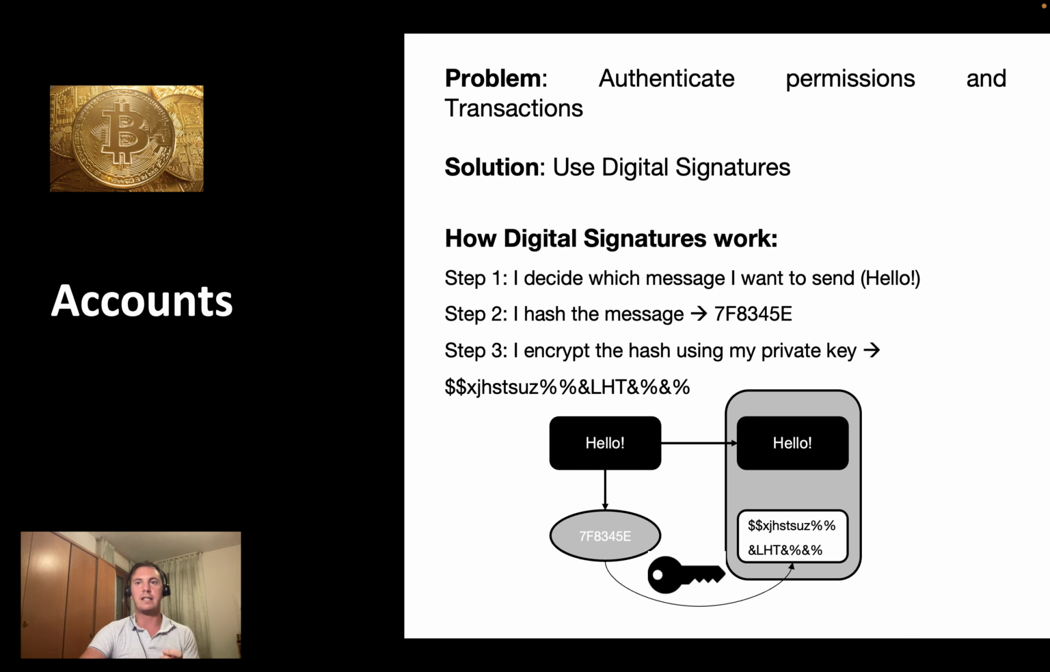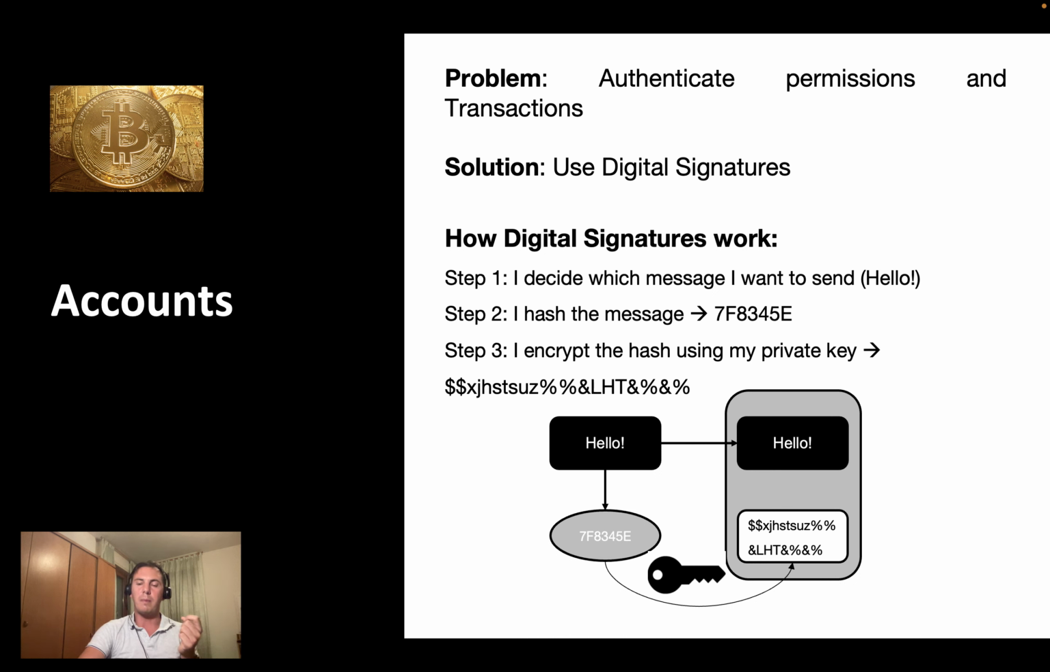Let's say I want to send a message with proof that it is sent by me. At the first step, I decide which message I want to send. For example, I want to send hello. As the second step, I hash the message. And you know that the hash is really a long value. Here I simplified, or the book shortened, the hash in order to be simple and easier to understand, but the logic remains the same. So I hash the message, obtaining a hash number.